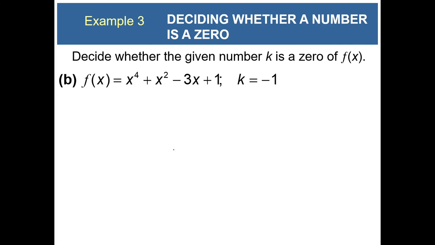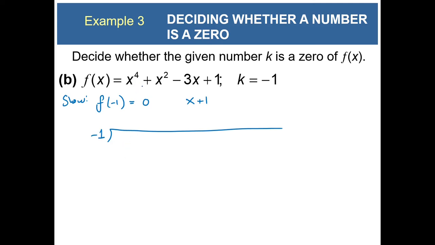Example 3. Decide whether the given number k is a 0 of f of x. Again, all we have to do is show that f of negative 1 is equal to 0. So let's use synthetic division. We're going to divide by x plus 1. Again, we use x plus 1 because that's the opposite of the value k that we're going to use. So let's set up our synthetic division. I'm going to use negative 1 here in the divisor.